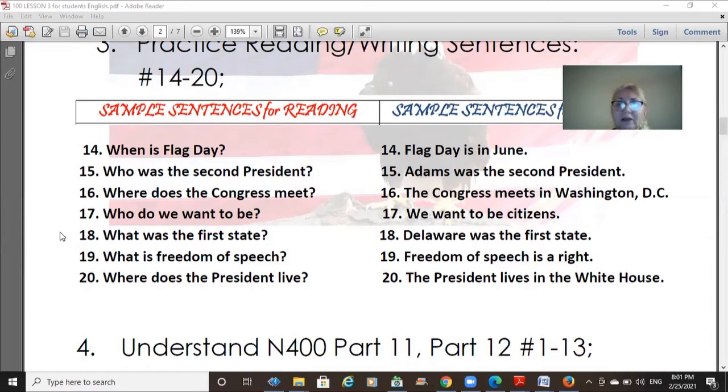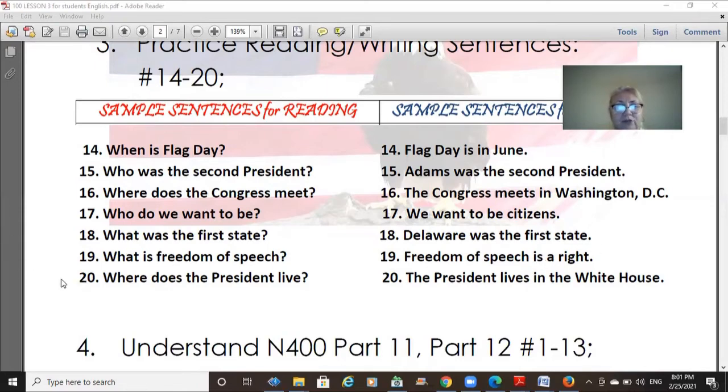I think that the officer will dictate the sentence for writing twice for you, so please pay attention. Number 19 for reading, what is freedom of speech? Number 19 for writing, freedom of speech is a right.